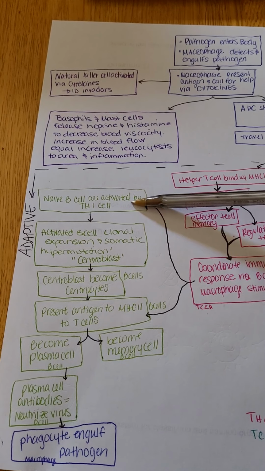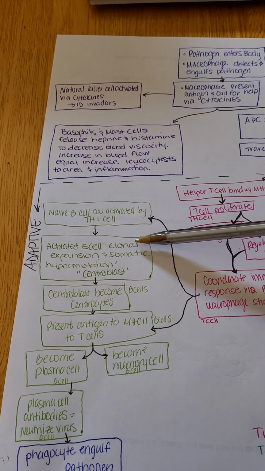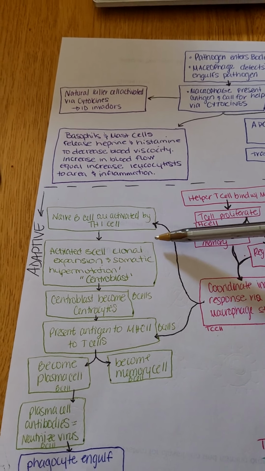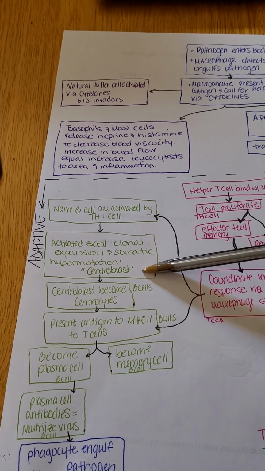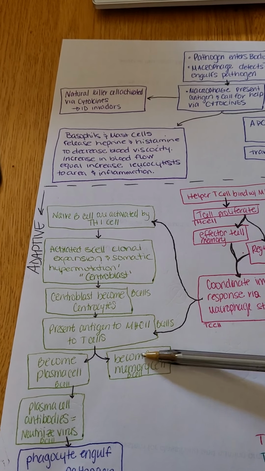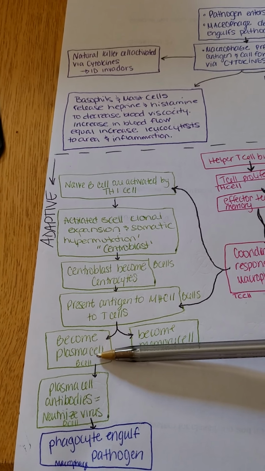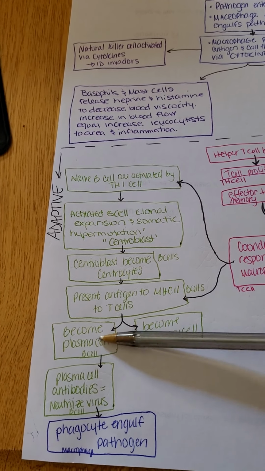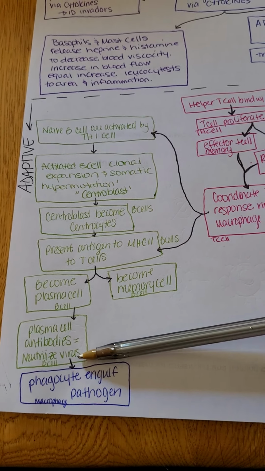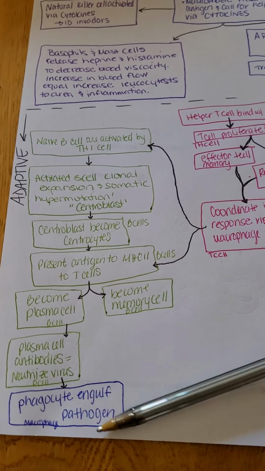Our naive B cells are activated by the Th cells. They activate B cells' clonal expansion and somatic hypermutation, also known as centroblasts. The centroblast becomes a centrocyte, and these present the antigens to the T cells. Once they are presented, they either become a plasma cell or a memory cell. The plasma cell is our antibodies, and those antibodies identify the virus and engulf it through a phagocyte.